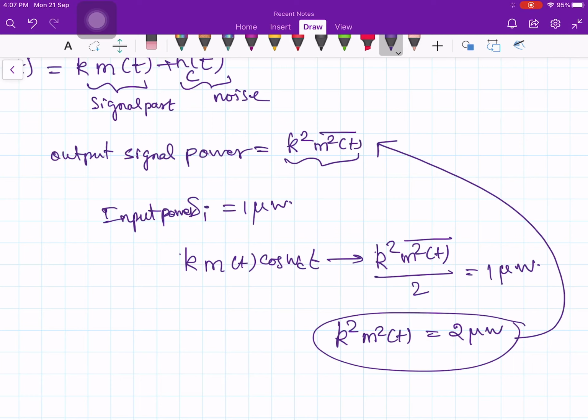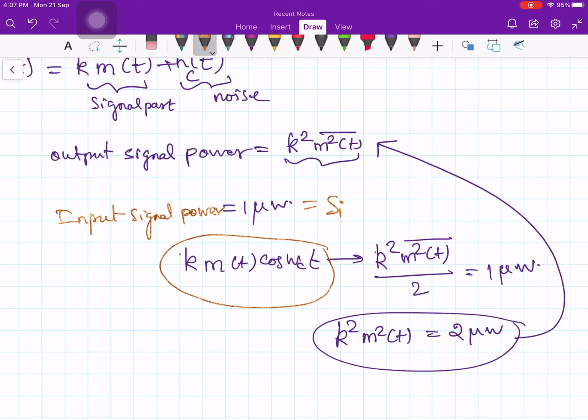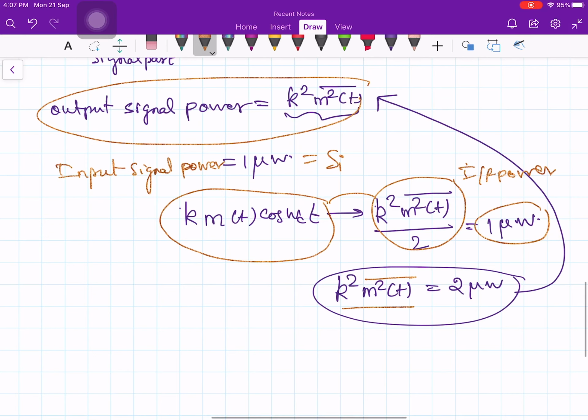It becomes very messy. Let me write down properly. This is Si. My input signal is k times m of t cos omega ct. If I calculate power, this is my input power, and the input power is given in the problem, that is 1 microwatt. So you take this 2 to the right hand side: k square m square of t is equal to 2 microwatt. But this k square m square of t bar is nothing but your output signal power. Therefore, S naught is equal to 2 times 10 to the power of minus 6 watts. This is S naught.